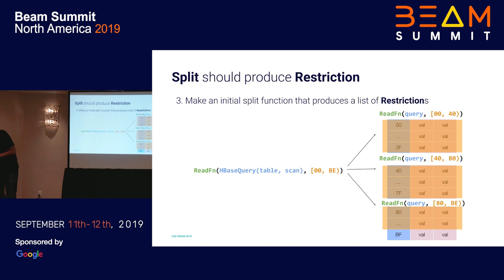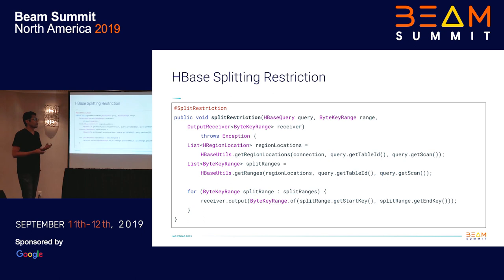And the third part is that we have to define the split function. In this case, it's called an initial split. And in the case of HBase, we already had a function to split based on regions. So what we had to do here was just to adapt it. Before, in every normal IO, a split function returned a list of sources that then are read. In this case, we return a list of restrictions because it covers the same. And the nice thing is that we reuse the same code, but we just had to refactor it to produce first the restrictions, and for the old source-based approach, create the sources from the restrictions. The implementation is also here. Again, this is a new annotation to split restrictions. We receive our element, that is the query, and the restriction. And as I mentioned, we look for regions, and then we split the restriction for every region.